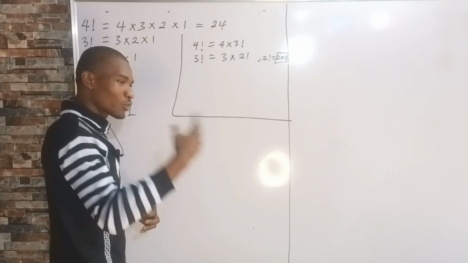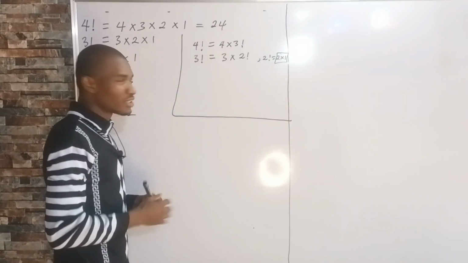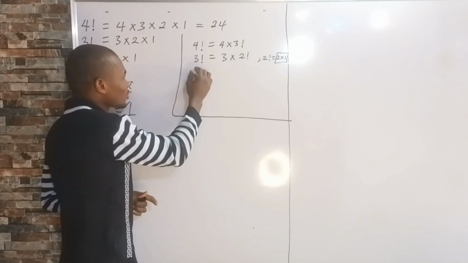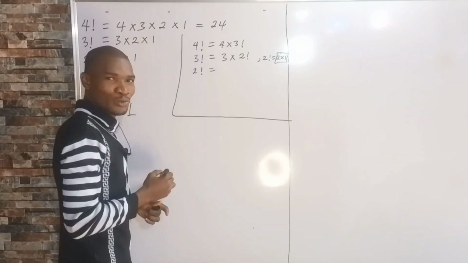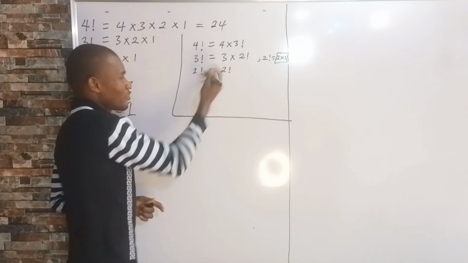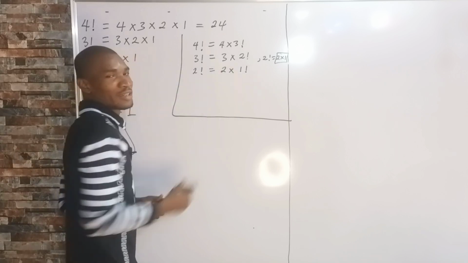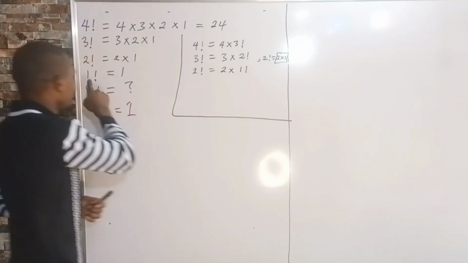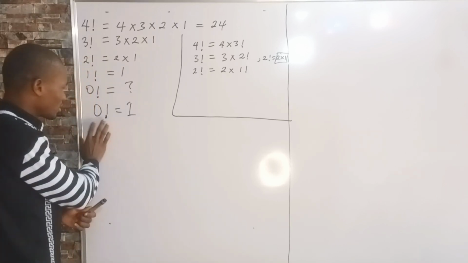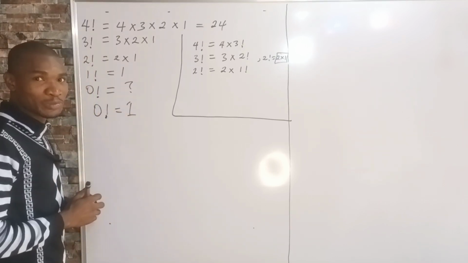So instead of struggling to break factorials into different series, it is preferred to put it in this way. So if I have 2 factorial, what is it going to be? It's going to be 2 factorial, or if you want to break it further, you can say 2 times 1 factorial. And of course, 1 factorial is the same thing as 1. Without further ado, let's go ahead and prove that 0 factorial is equal to 1. The proof is very simple.